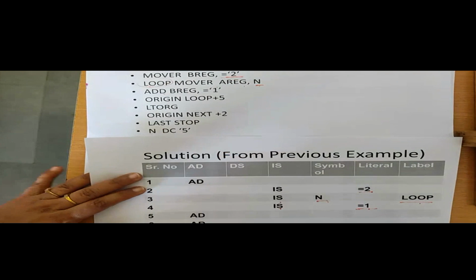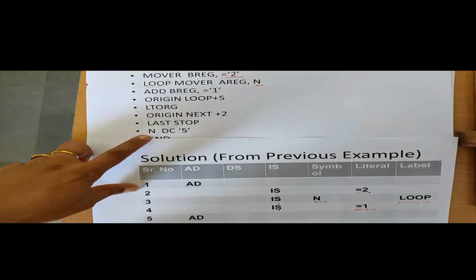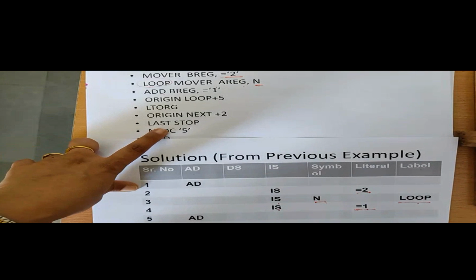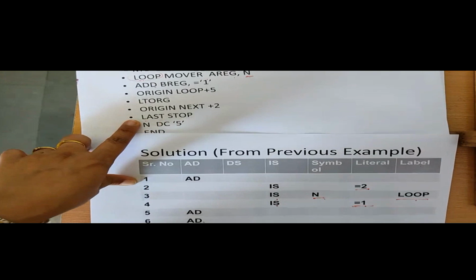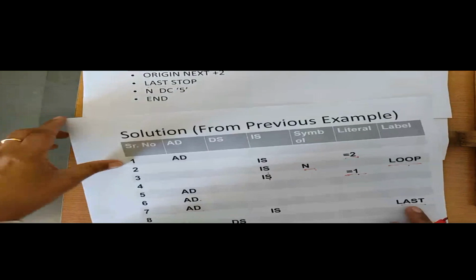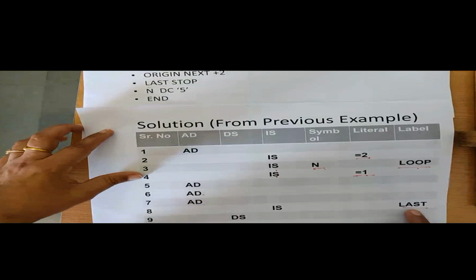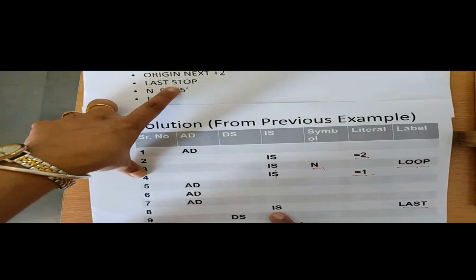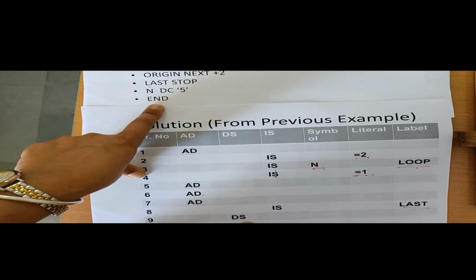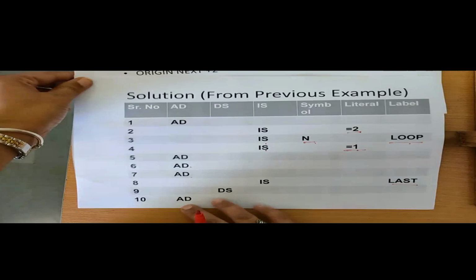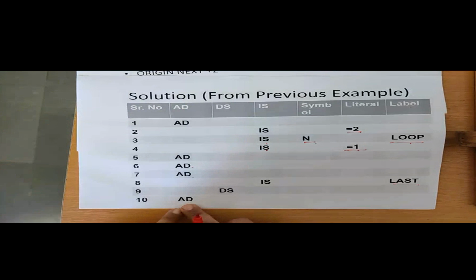The next statement is LAST, STOP. So LAST here is a label, so it goes in the label column, right? LAST is a label which you can put down here, and again it is an imperative statement. DC 5, it is a declarative statement. END is what? END is an assembly directive. So here you enter AD.